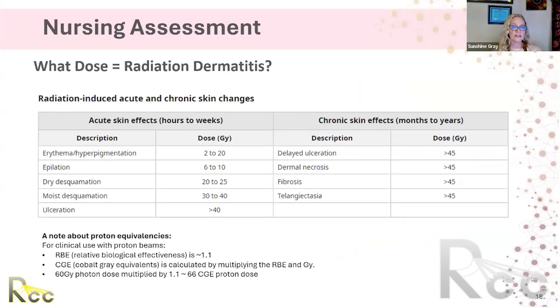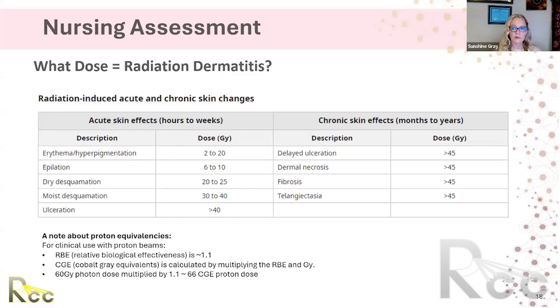So this is not something for you to memorize. It's just a reference and it's not exactly 100% accurate. It's just a guesstimation of where we see skin changes according to dose of radiation. So what dose have they received in their radiation treatment? There are many factors that relate to whether and how severely a patient will experience radiation dermatitis. This table just represents a general snapshot of acute and chronic skin effects related to doses.